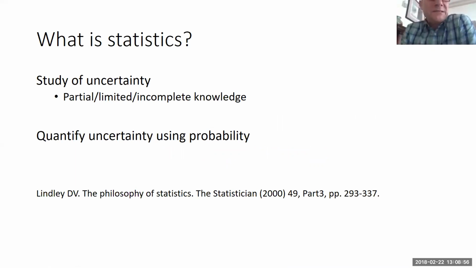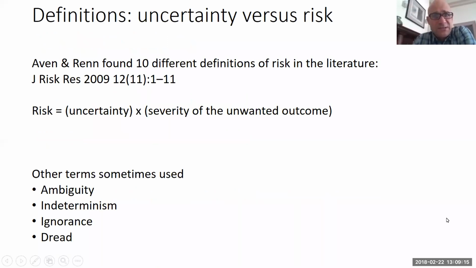So what is statistics? Statistics is essentially the study of uncertainty. What is uncertainty? It's partial, limited, or incomplete knowledge. The link between uncertainty and statistics is probability. Probability is a way that we can attach a number to uncertainty. So just some definitions before we really get going.